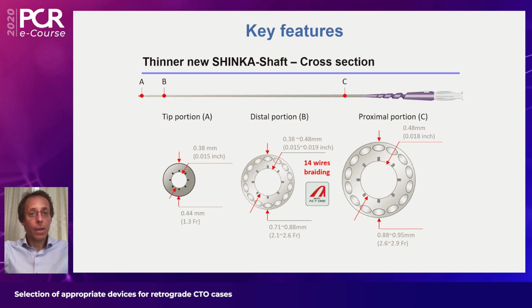And here is the cross section. What you can see is that in the tip portion you have only some wire ropes, and then you see that there are 14 wires braided inside this new shaft, which gives a lot of torqueability.